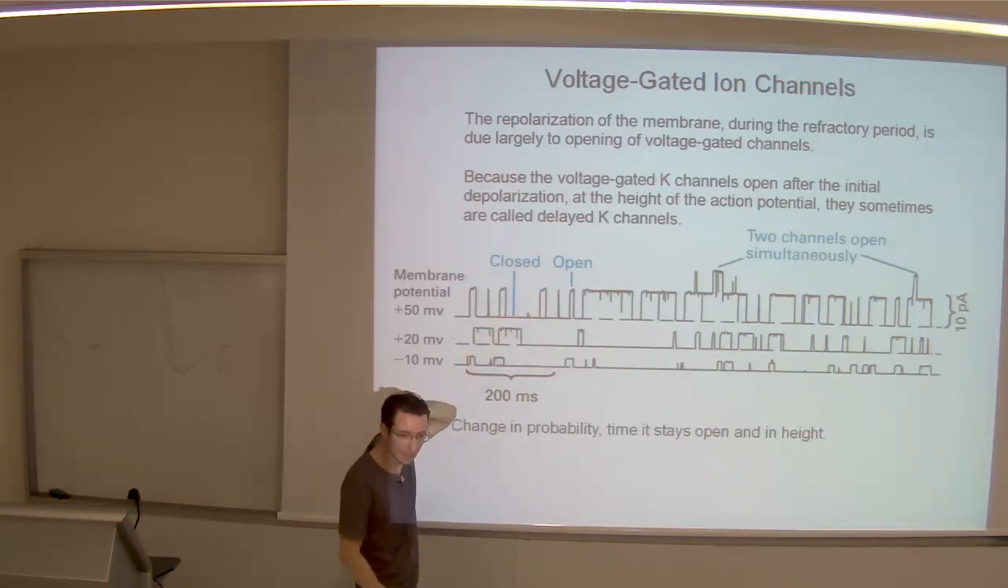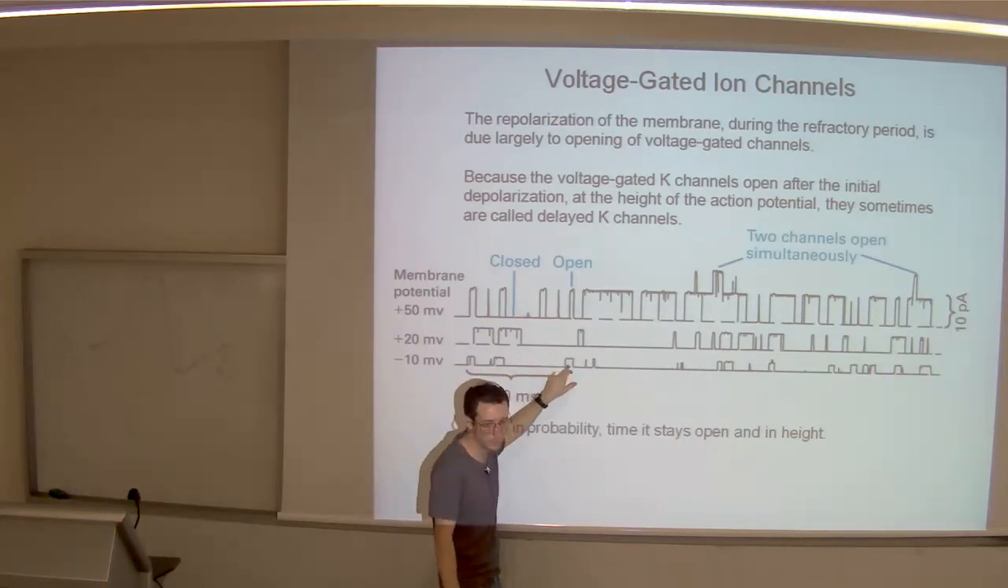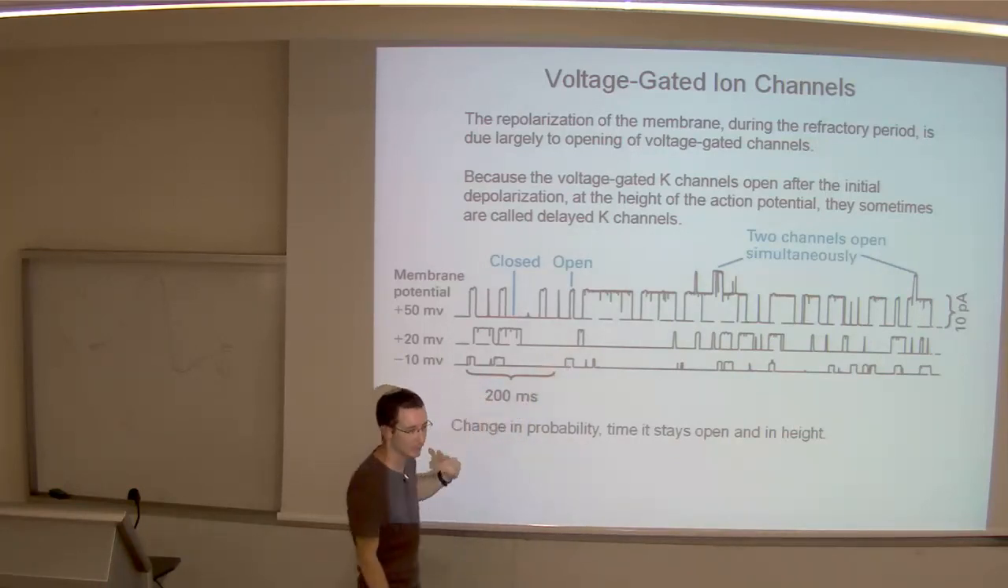Okay, so more channels are open, but here you see the function of only a single channel, because you patch clamp the membrane. So they move faster? They move faster, right. Why do they move faster?